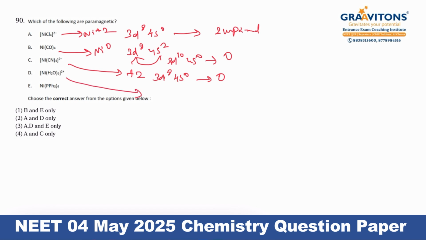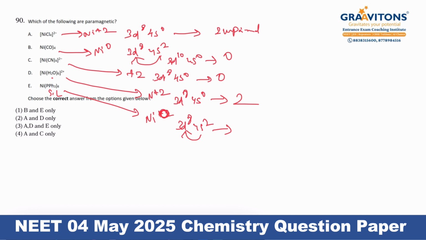And when you go for option D, where nickel exists in +2 state with 3d8 4s0, water here acts as a weak ligand, so no pairing occurs, still you have 2 unpaired electrons. And the last option is PPh3, triphenylphosphine, as a ligand, which is a neutral and strong ligand here. Because of the strong ligand, where nickel exists in +2 state here, pairing occurs. So all are completely paired and diamagnetic with 0 unpaired electrons. So totally we have option A and option D, which possess 2 unpaired electrons in each. So the correct option would be A and D.